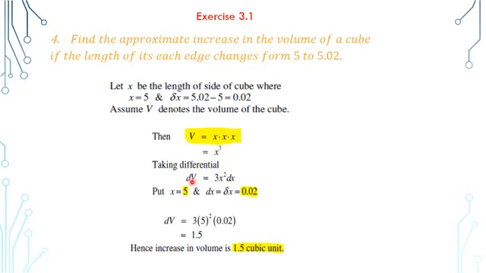Applying differential, dv is equal to 3x square after applying the power rule, dx. Replace the value of x, that is 5, and value of dx or del x, that is 0.02. We have dv is equal to 3 into 5 square into 0.02, and final answer is dv is equal to 1.5. Hence the increase in volume is 1.5 cubic unit.